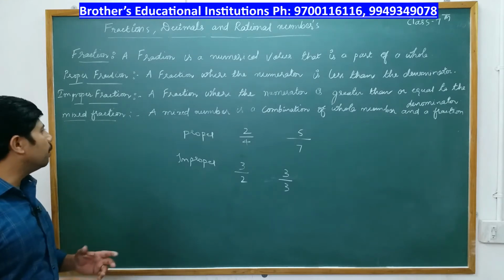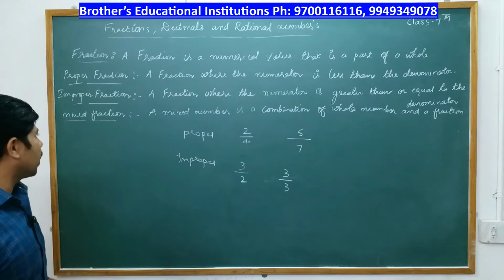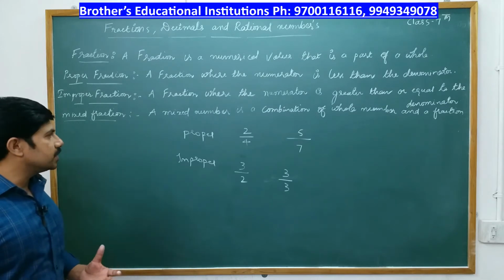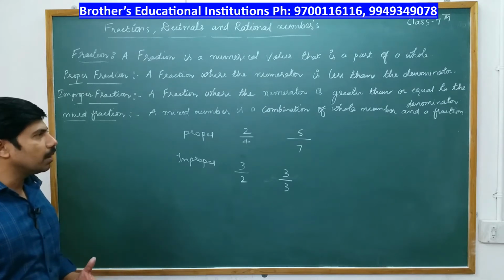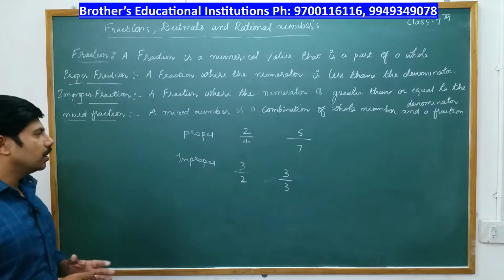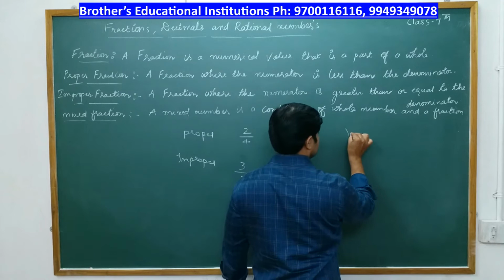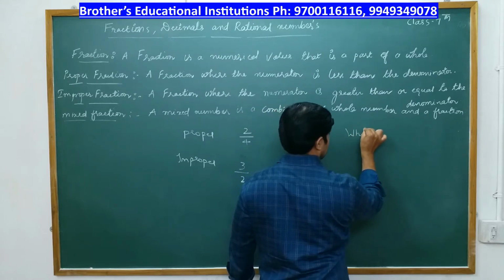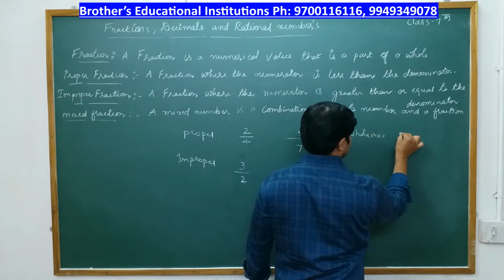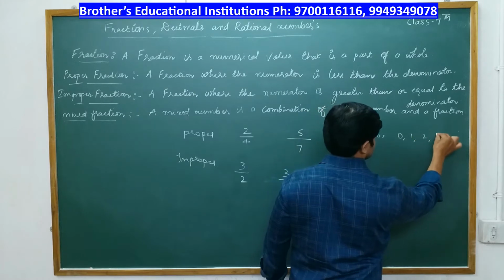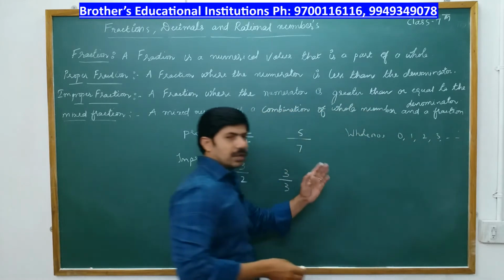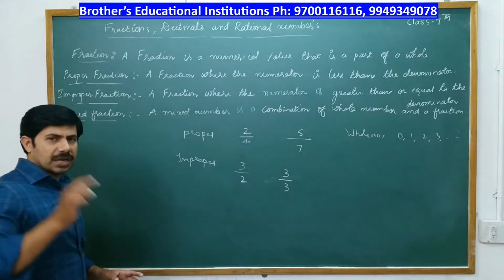Then we have a mixed fraction. What is a mixed fraction? A mixed number is a combination of a whole number and a fraction. Now what are whole numbers? Whole numbers start with 0, 1, 2, 3 and so on. So whole number means a complete number.